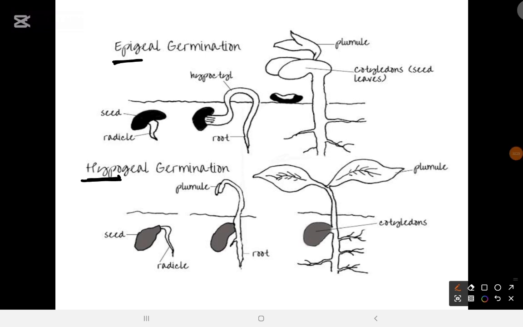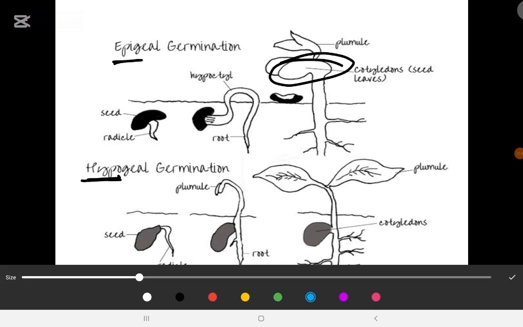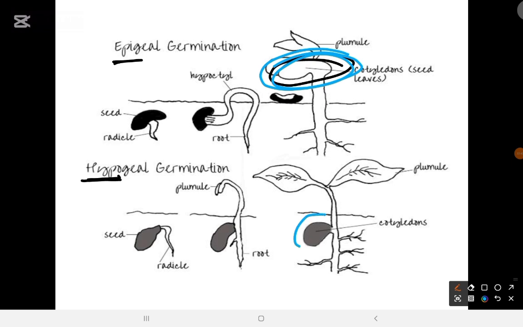What you're going to see here is that the epigeal germination is one in which the cotyledons move out of the ground once the seed germinates, while the hypogeal germination is one in which even after germination the cotyledon remains in the soil. This is the soil surface that you can see here. In this case the cotyledon remains inside, but in this case the cotyledon moves out.